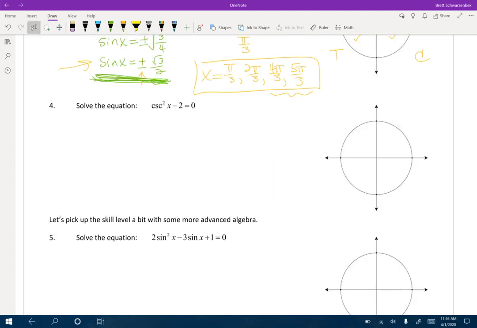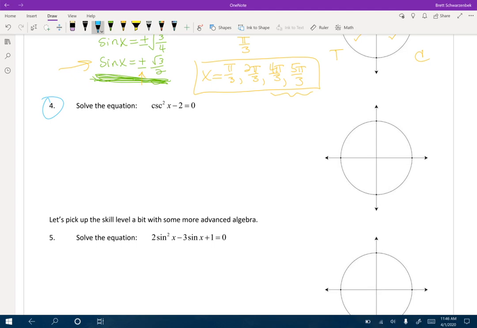Okay, so let's try another problem in that genre just to make sure all is going well. So for number 4, we have the cosecant squared minus 2 is equal to 0. So this is our first reciprocal trig function, but don't let it scare you. You know how to handle reciprocal trig functions. Ideally, we don't want to deal with that now.